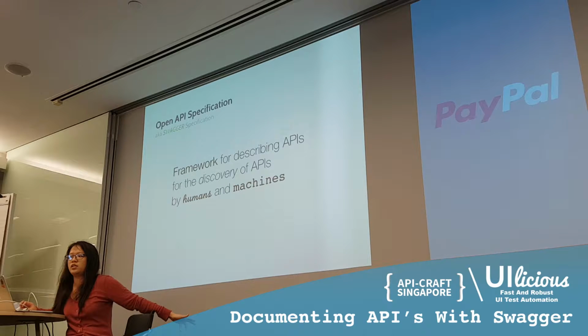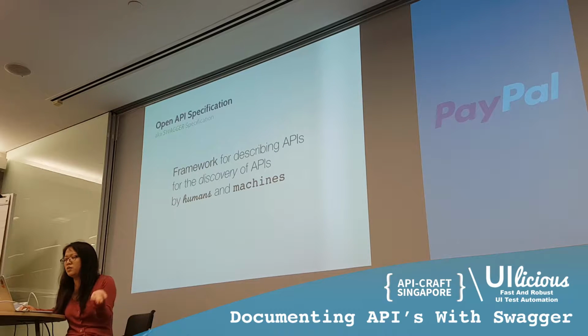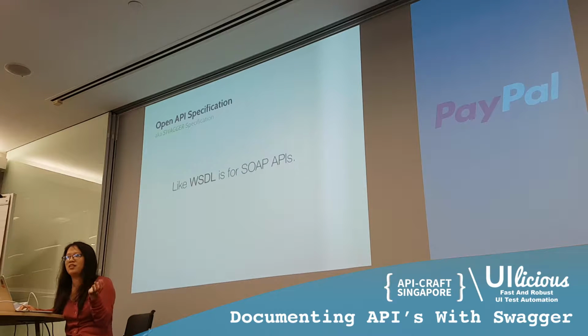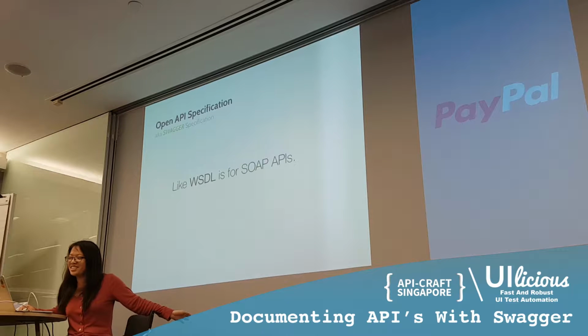Swagger is actually also known as the OpenAPI Specification, and it is something that is promoted by the OpenAPI Initiative. It is a framework for describing APIs, for the discovery of APIs by humans and machines. So this actually means that, if you are familiar with SOAP APIs, which we used to use 4 or 5 years ago, and not anymore, I hope, it's like a WSDL.